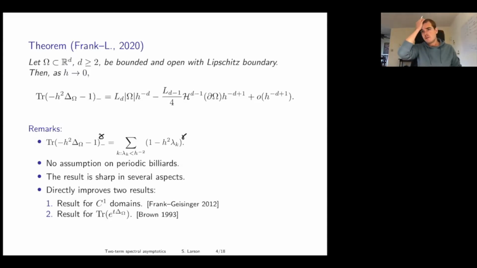The result is also rather sharp in several aspects. I want to mention two right now. So first off, on the natural regularity scale, the Lipschitz assumption is essentially the best you can do. If you go below that on the Hölder scale, so you look at boundaries which are C^{0,alpha} for some alpha less than one, then immediately you can construct sets for which the measure of the boundary is not finite. And as such, again, this two-term asymptotic expansion in this form cannot be true. There might be suitably generalized versions of it, but that's an entire research area in its own right, so I won't go into that here.